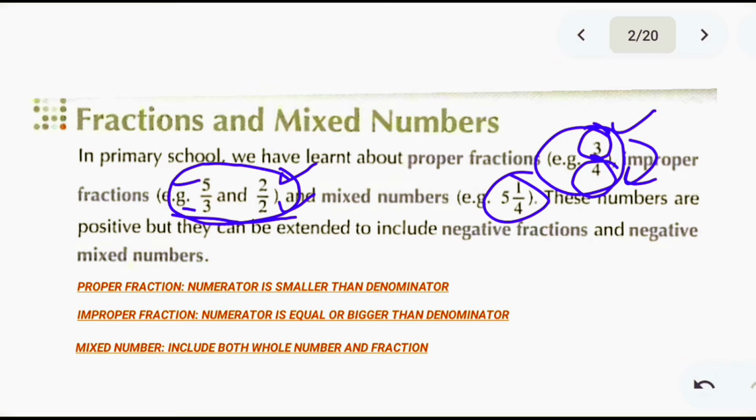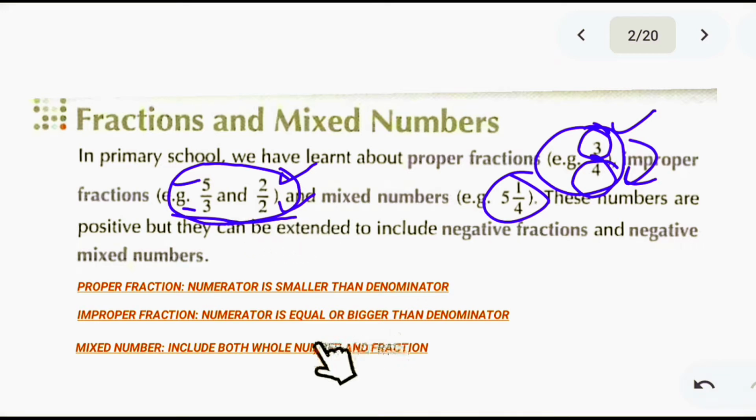A fraction could be a proper fraction or an improper fraction. A proper fraction is the one in which the numerator is smaller than its denominator. For example, as you can see in this example, the numerator is 3 and the denominator is 4. So because the numerator is smaller than the denominator, it's a proper fraction. On the other hand, an improper fraction is the one in which the numerator is equal to or bigger than the denominator. Examples of an improper fraction are 5/3 and 2/2.